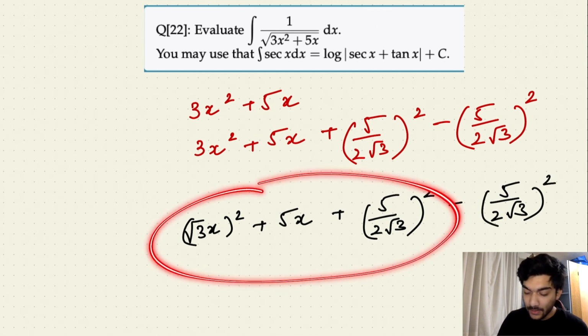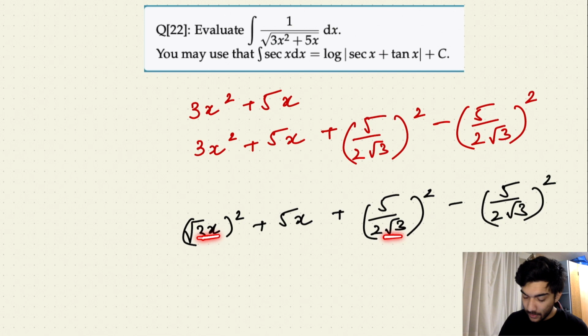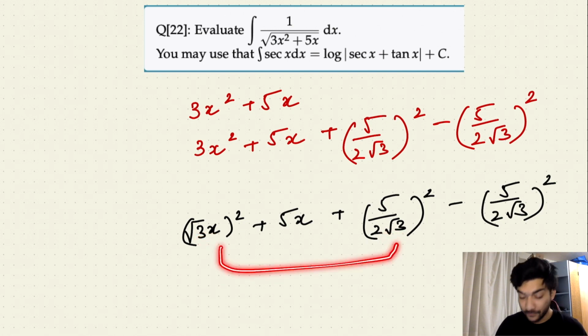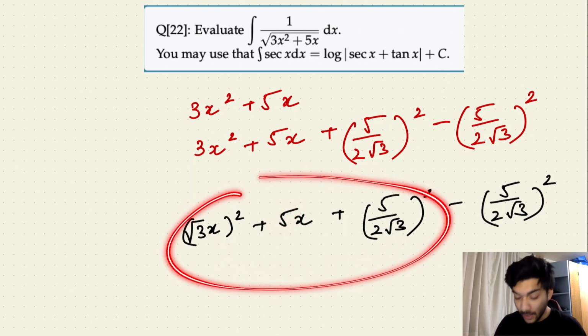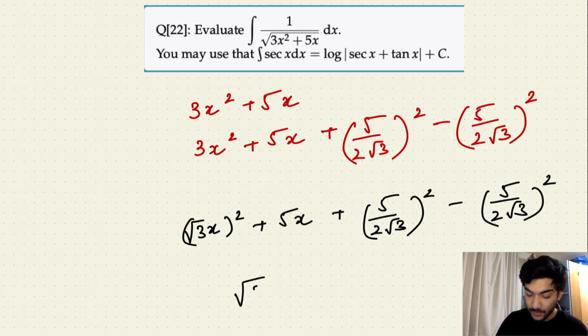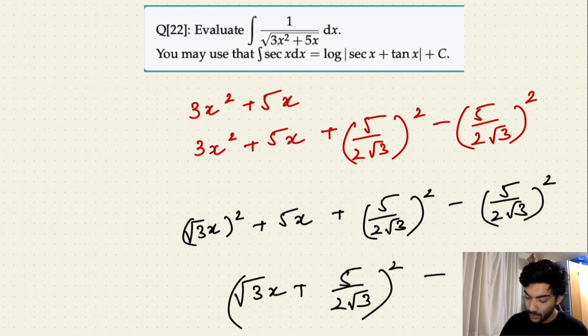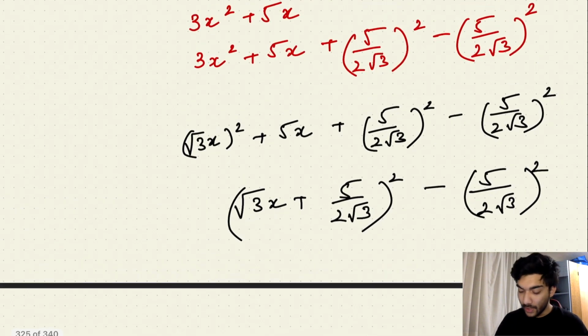And now you can clearly see over here, right? This is our A and this is our B. And now based on our A's and B's, if we calculate 2AB in this case, we will get 5 over here, right? So that is why this becomes (root 3 x plus 5 over 2 root 3) whole square minus (5 over 2 root 3) whole square, right?